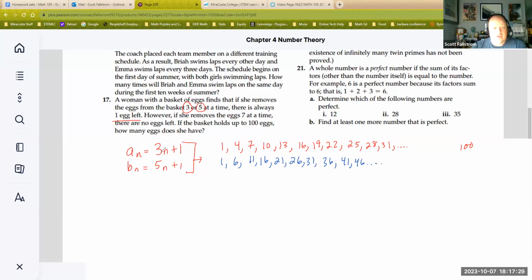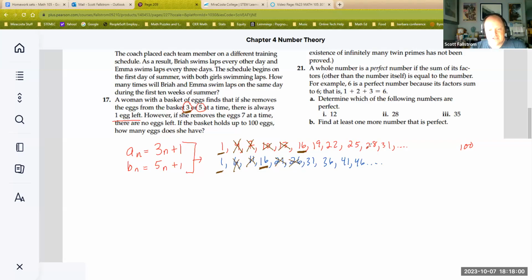In order for these both to work, right? Even though the number 4 works for the statement about 3, it doesn't work for the statement about 5. So 4 is out, 7 is out, 10 is out, 13 is out, but 16, that's in both lists. So 16 is a possible number of eggs right now. I guess so is the number 1. That's possible. But 6 is not on the other list. So those are out. So I'm looking for things that have to be on both lists.